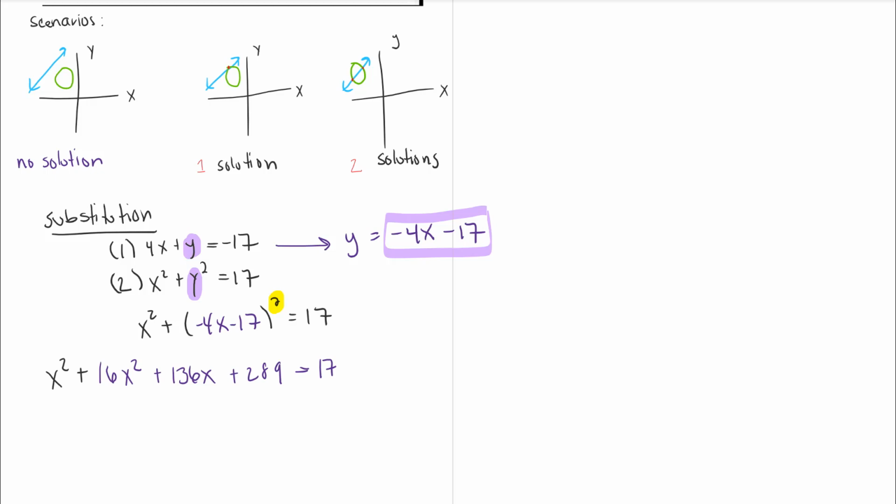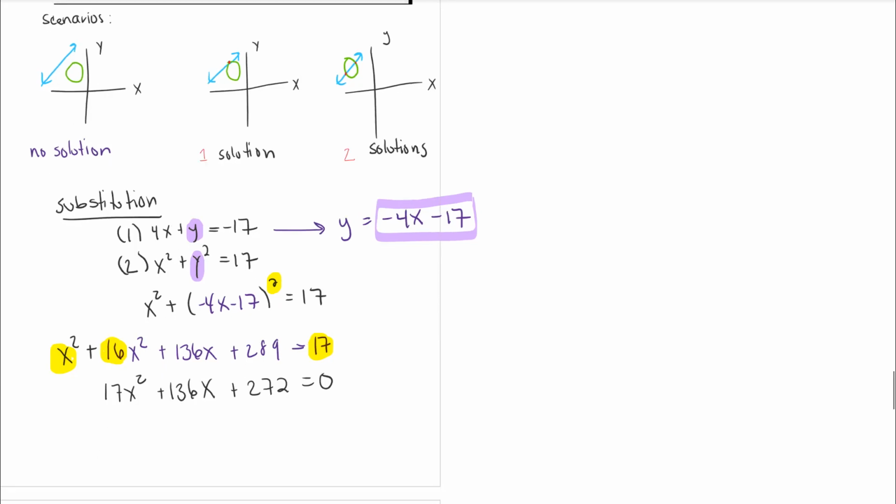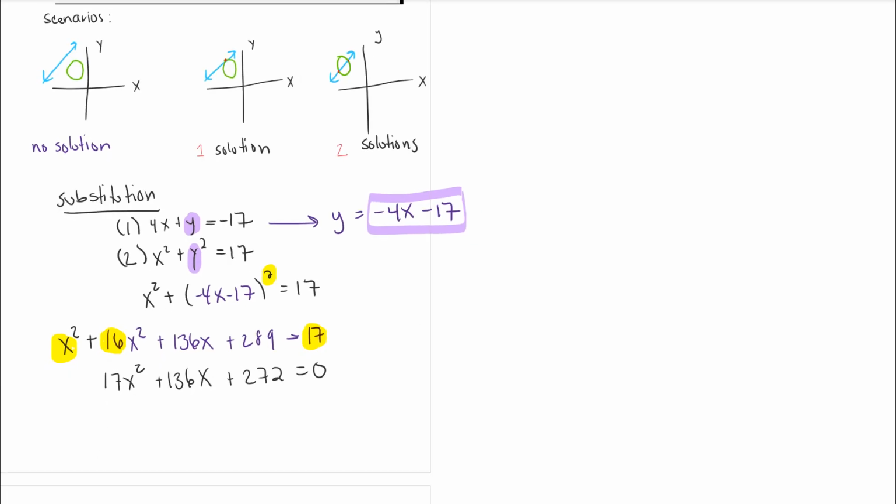So when I FOILed that out, the purple is what I got, that 16x squared plus 136x plus the 289. Then from here, my next step is I see this 1x squared and this 16x squared, so I'm going to combine like terms. I'm also going to subtract the 17 from both sides so that I can get a 0. When I do that, I get 17x squared plus 136x plus 272. I'm going to copy this over so that I have more room.